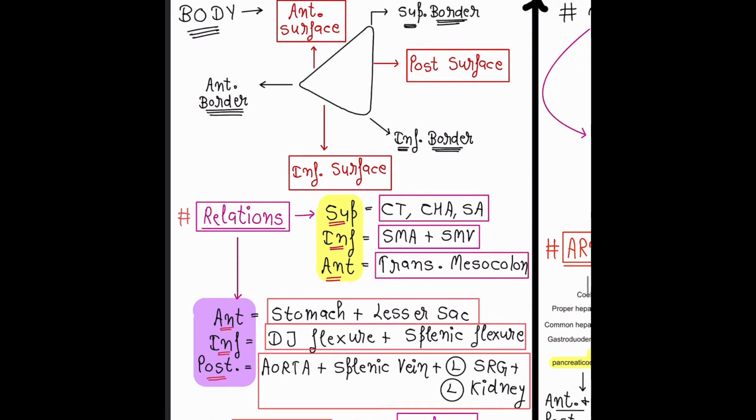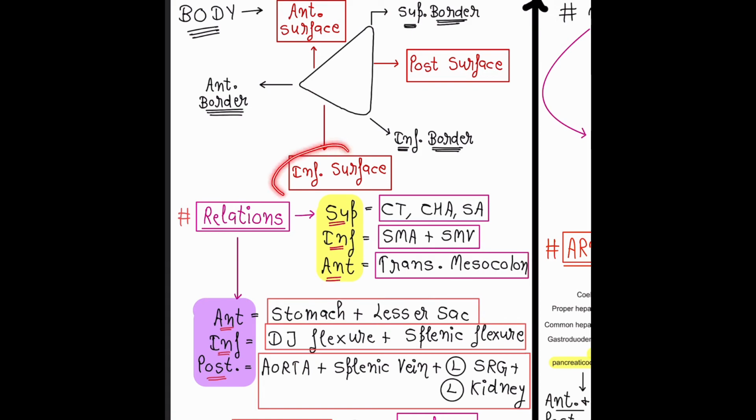Again, 3 surfaces: the anterior surface, the posterior surface, and the inferior surface. Now let's apply some common sense here. What lies anteriorly to the pancreas? It's of course the stomach, and in relation with the stomach we have the lesser sac. So of course, what will be in relation with the anterior surface? It will be the stomach and lesser sac.